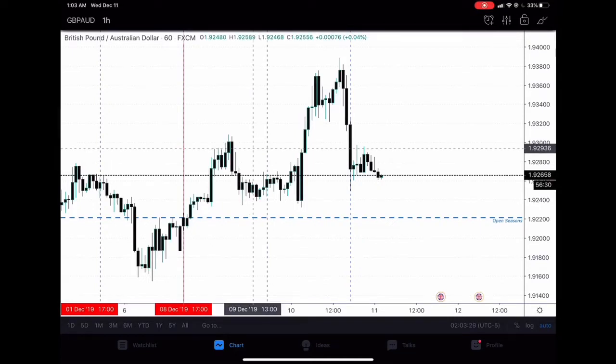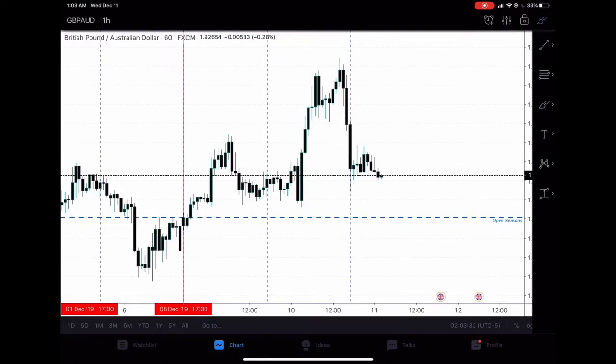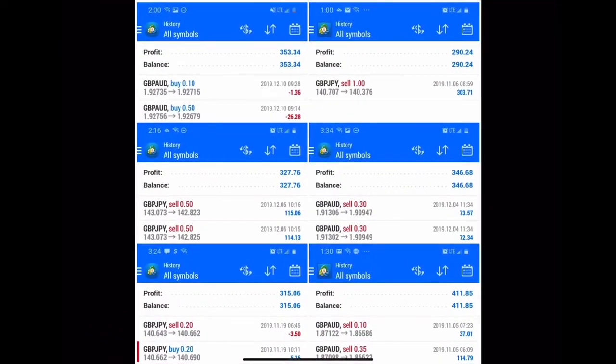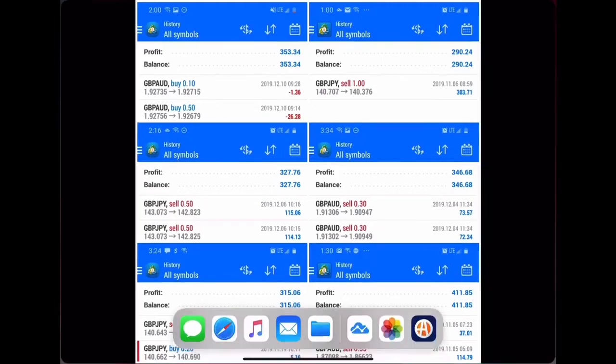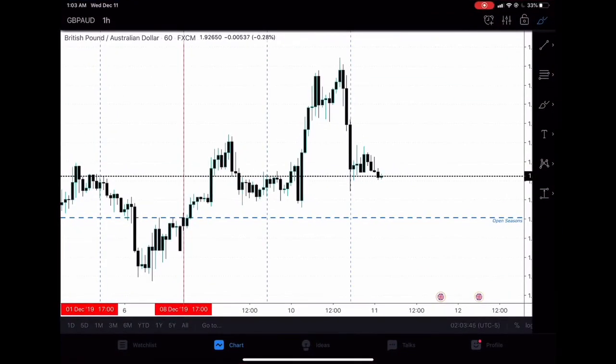The pair that I ended up trading was GBP AUD. Let me go back and show you a little reference. In the top left column, I made $353.34 on GBP AUD on the 10th of December, which was around here. I normally aim to get into my trades around the hot times such as New York Open or London Open, which a lot of people would say is 2 o'clock to 5 o'clock New York time.